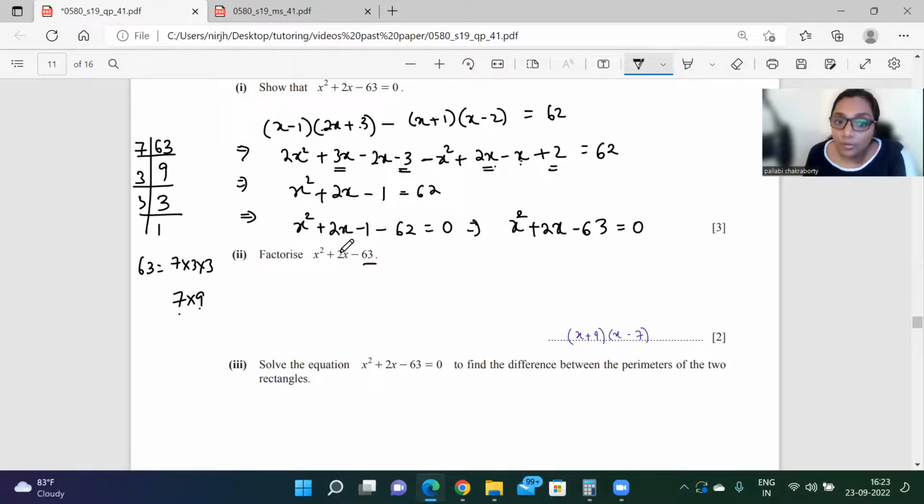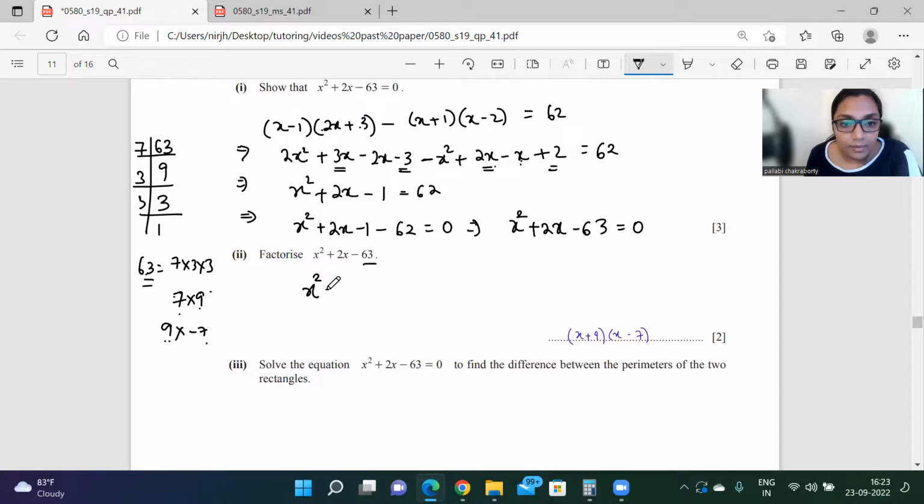9 minus 7 also gives you a 2, right? Therefore, you have to get a plus 2 here. That means these two have to multiply to give a negative 63. That means it can be 9 times minus 7 to get a negative 63. And when you add 9 and minus 7, you're getting a plus 2 as well. So this completely satisfies.